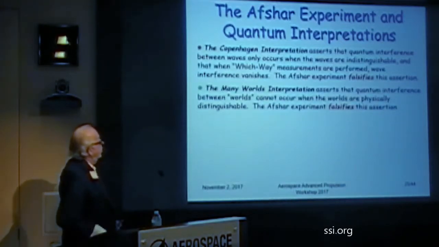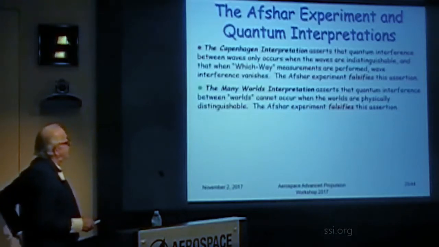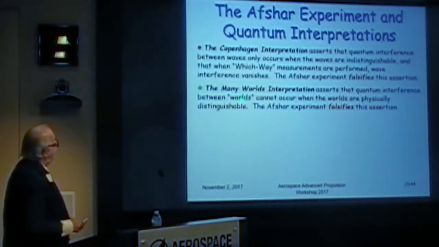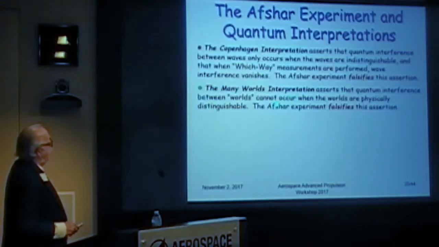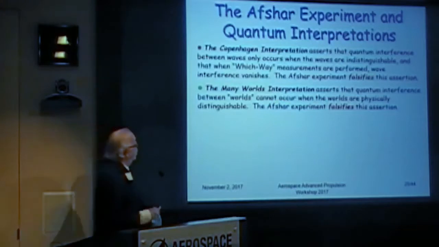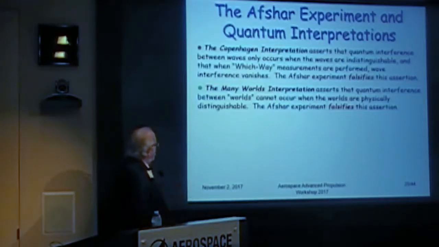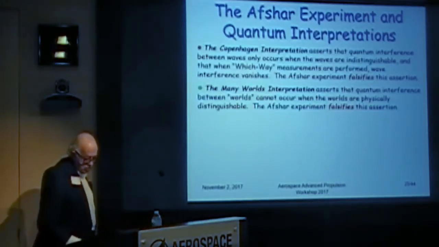The many worlds interpretation has a similar problem because it says that you get interference between worlds only when they're physically indistinguishable, and can't occur when they're physically distinguishable. Those two worlds for the wires were physically distinguishable, and so the Afshar experiment falsifies that assertion as well.